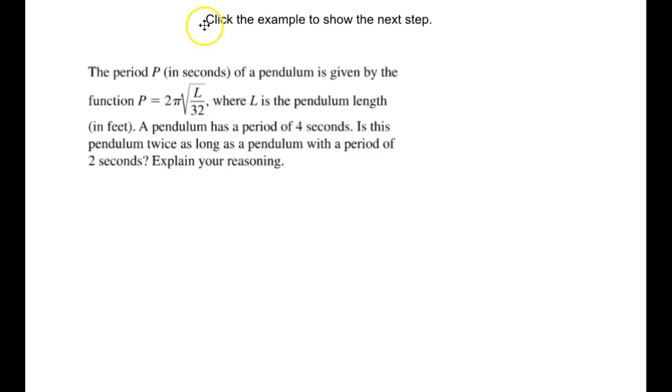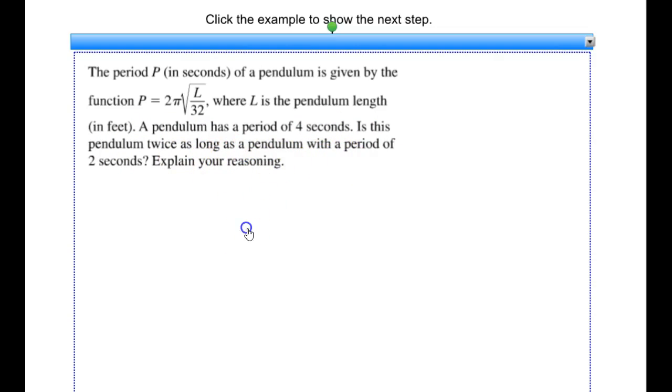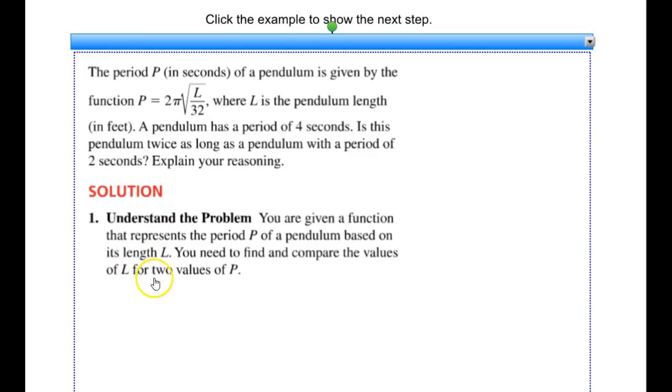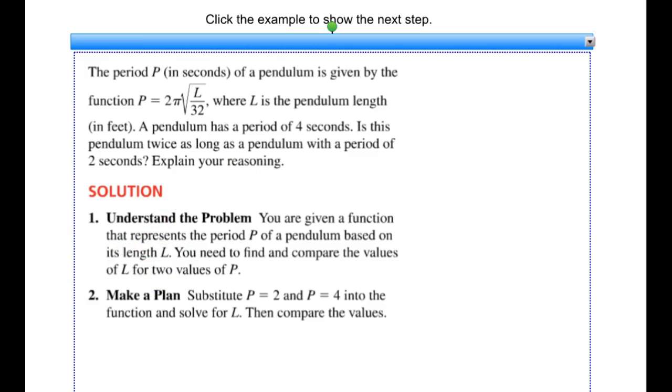Okay, now here's our real world problem. The period p in seconds of a pendulum, and remember, a pendulum is just like a swinging rope, is given by this function, p equals 2 pi times the square root of L over 32, where L is the pendulum length in feet. A pendulum has a period of 4 seconds. Is this pendulum twice as long as a pendulum with a period of 2 seconds? Explain your reasoning.